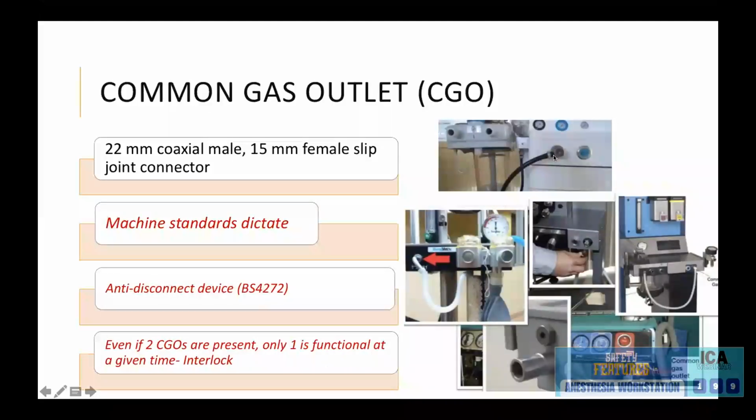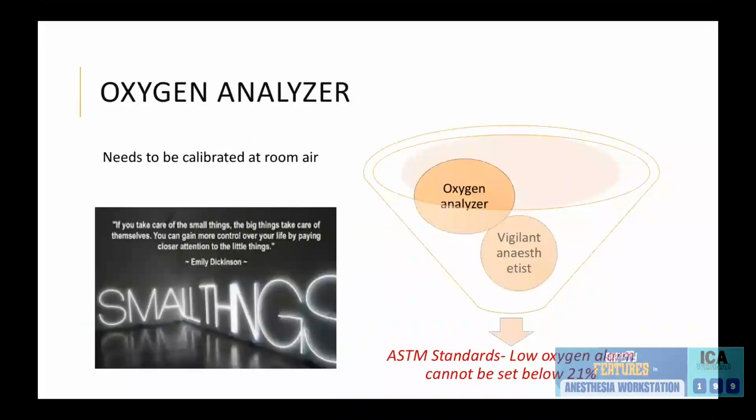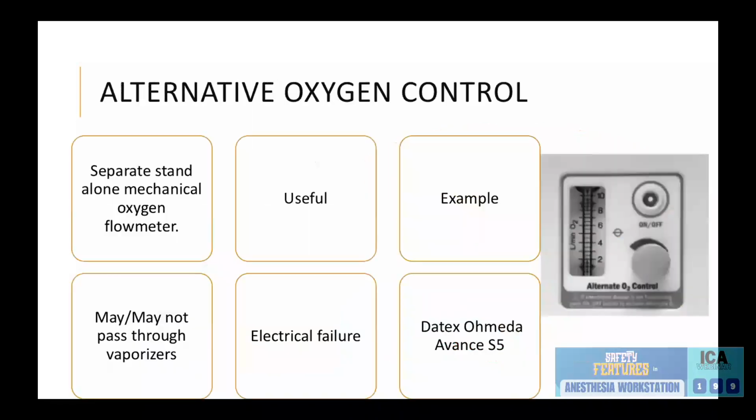If there is an auxiliary outlet, say to attach a pediatric Jackson-Rees circuit, and there is a closed circuit, so if there are 2 outlets, then only one can be selected at a time. So there is an interlock mechanism for the common gas outlet. The oxygen analyzer is present at the common gas outlet. It is the small things that matter, as said by Emily Dickinson. So, an oxygen analyzer and an anesthetist who is aware of what he is doing. It needs to be calibrated every day, and it needs to be calibrated at room temperature.